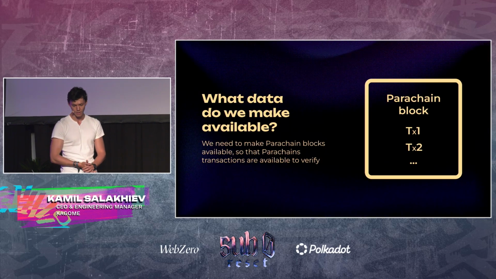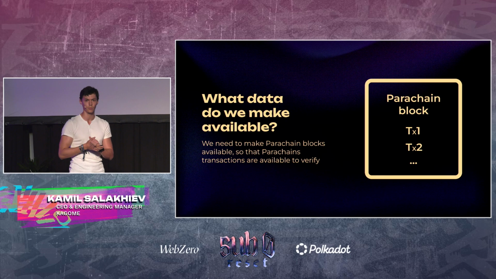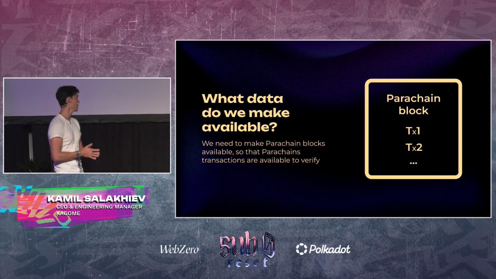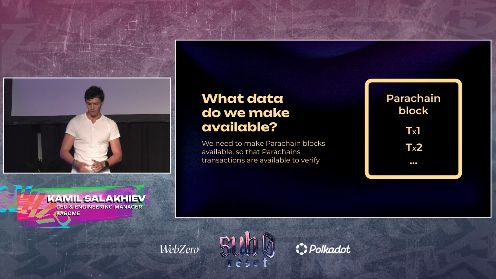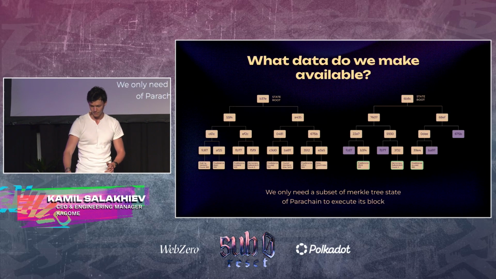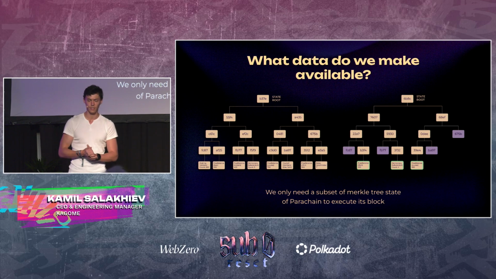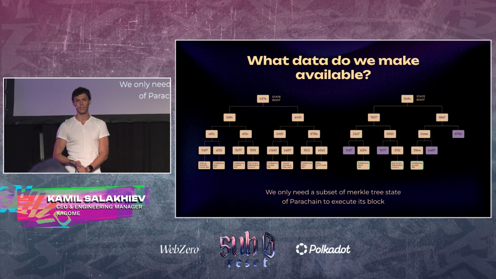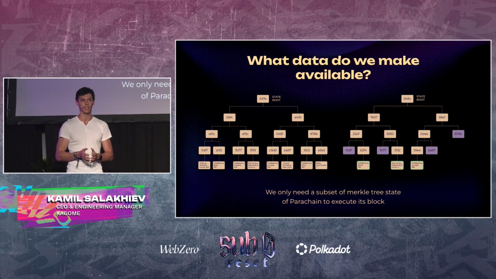The next is, well, we have to understand what kind of data we want to make available. First of all, obviously, we have to publish our parachain blocks, which contain a bunch of transactions. And the second thing is so-called witness data.